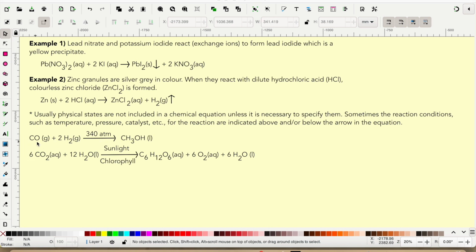Carbon monoxide gas reacts with hydrogen gas at 340 atmospheric pressure to form methanol or methyl alcohol. 340 atm is written above the arrow. In the second example, aqueous carbon dioxide reacts with water in the presence of sunlight and chlorophyll to form glucose, aqueous oxygen and water.